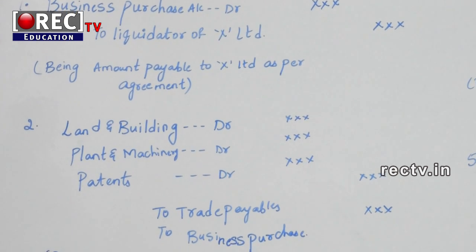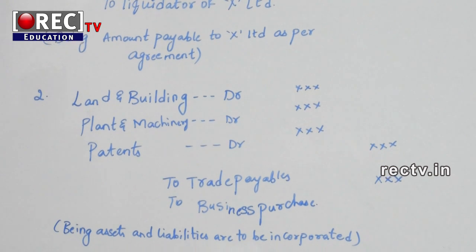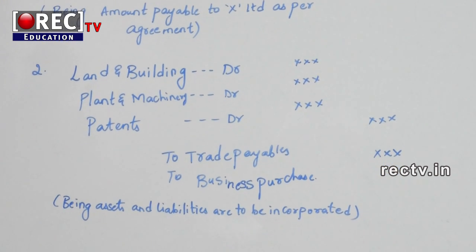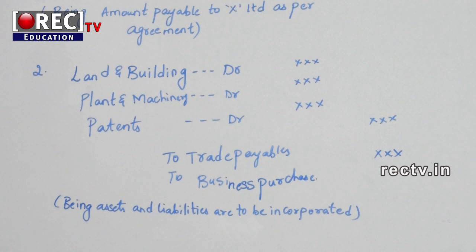Now the second entry is, this purchasing company will take some assets and will settle liabilities of the selling company. When it is taking assets of the selling company, it will debit the assets, and if we settle the liabilities, it will credit the liabilities. So here I have taken 3 assets as example. One is land and building, plant and machinery and patents, and liabilities I have taken only trade payables.